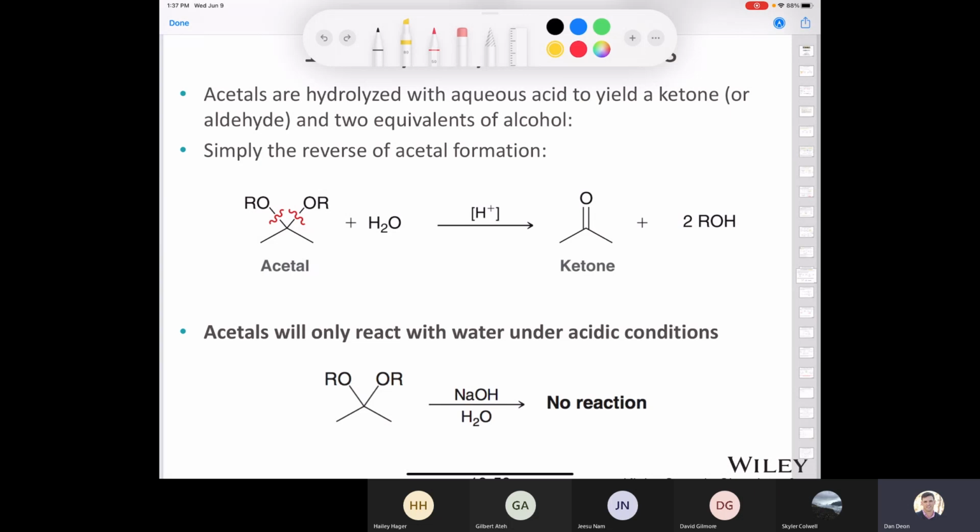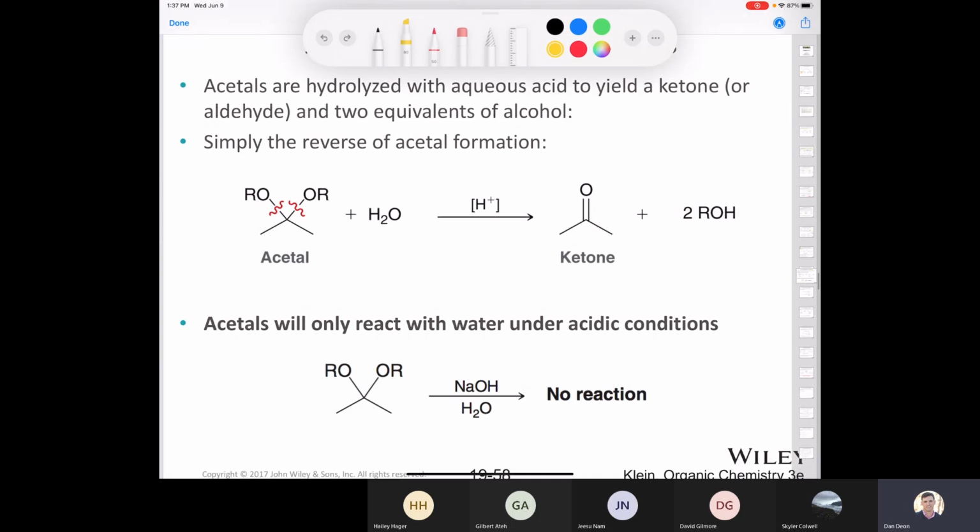You treat it with a strong acid. You heat it up and you remove water. Right? That was how we made an acetal. Well, we can also hydrolyze an acetal. And we actually talked about that a little bit.